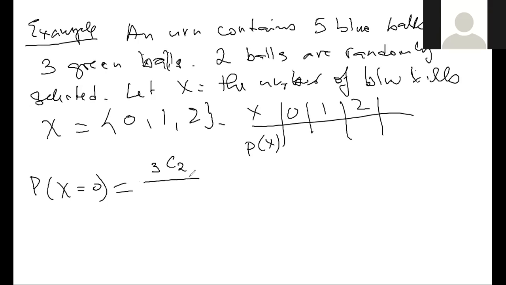And we are selecting these 2 balls in general out of how many? Out of 8. There are 8 balls, 5 are blue, 3 are green. We select 2. So this is 3. You can use your calculator to find 8 combination 2. That will be 8 times 7 divided by 2 factorial.